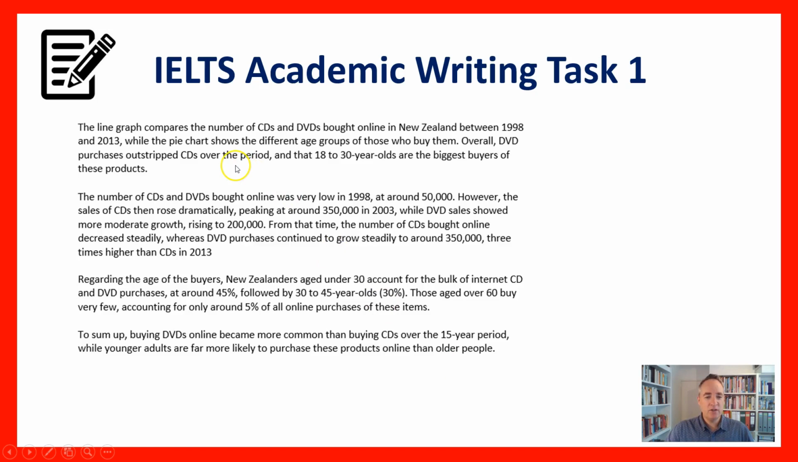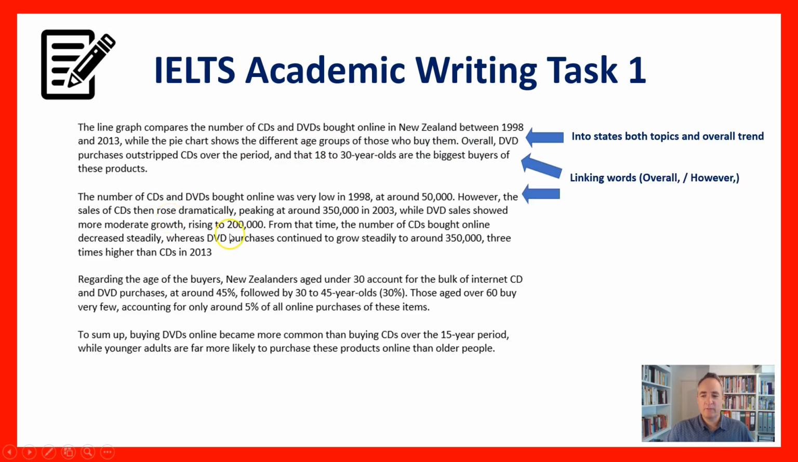Here's our answer. You can see straight away that we've got 4 paragraphs. The first paragraph will give an intro to both topics. It'll state what's happening in both topics, and it can give an overall trend as well. So the first sentence will summarize what's happening in both, and then the second sentence will give a trend. The next paragraph, we've got some linking words in here as well. So overall is a great linking word, however is a great linking word.